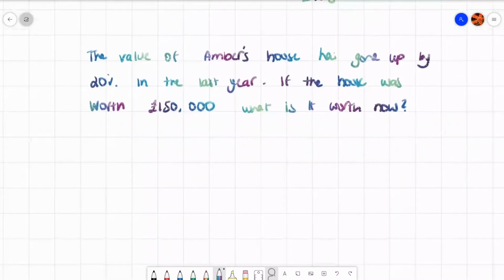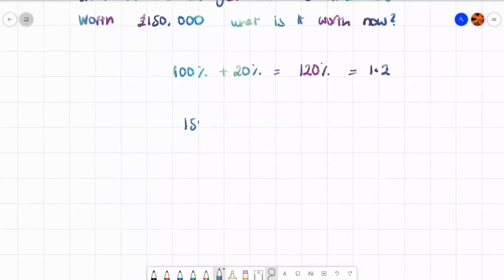Okay, so again, you're going to have 100% and the value of the house has gone up by 20%. So add 20% onto it. That's 120%. What's 120% as a decimal? It's 1.2. So all I need to do is 150,000 times 1.2. And again, you could do it on your calculator, or you could do it lattice method, or you can multiply it by doing it the traditional method, taking the decimal point and putting that back in. I've just done it on the calculator and it's 180,000.